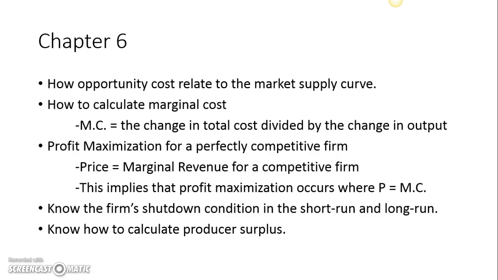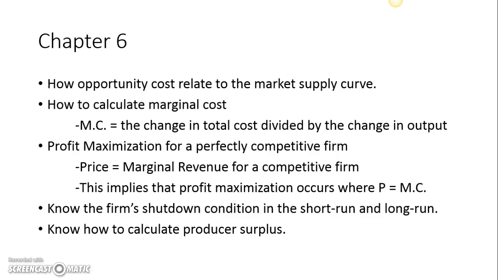Remember, the rule is they maximize profits where price equals marginal cost. But marginal revenue equals price for competitive firms. Remember, their demand curve is perfectly flat or horizontal. And so that means that their price is their marginal revenue. So a profit maximizing competitive firm is going to produce where price equals marginal cost.